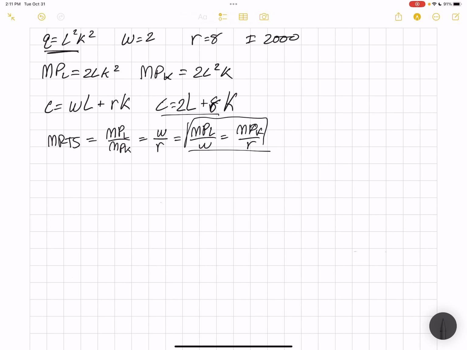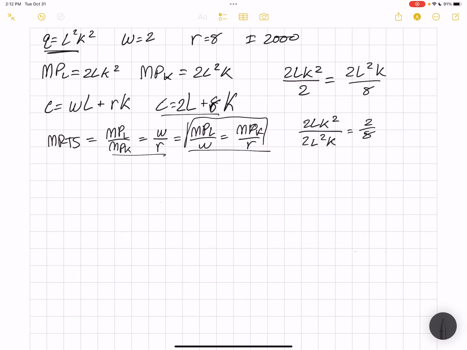Tangency condition, it's a little bit easier to remember than this first part right there. So we use the tangency condition because it's harder to mix up. So MPL over W, MPL is 2LK squared, and we're going to put that over W, which is 2, and that is equal to 2L squared K over 8. Now we can use cross multiplication when we have a fraction equals a fraction. So that's going to give us 2LK squared over 2L squared K, and that is equal to 2 over 8.